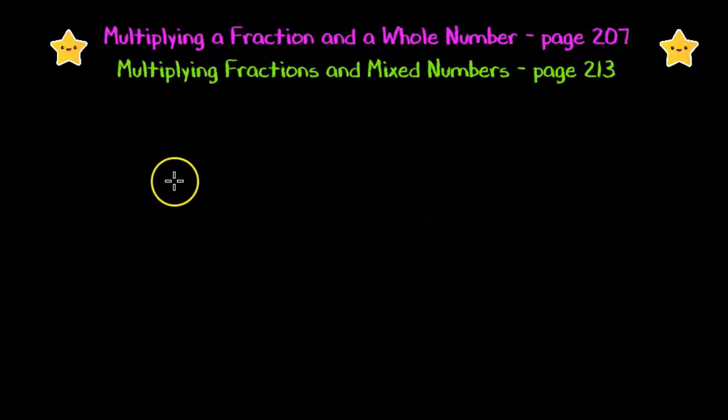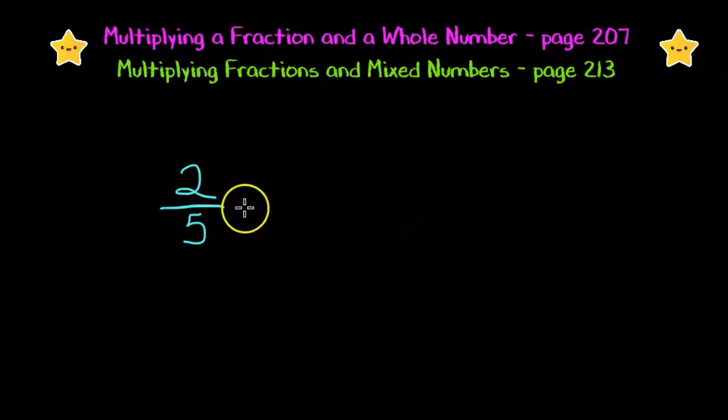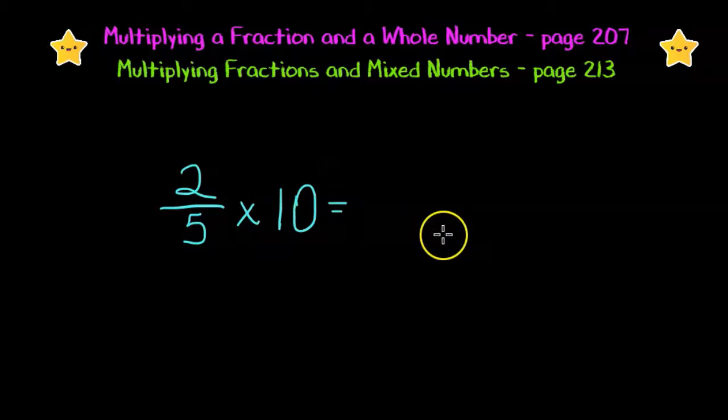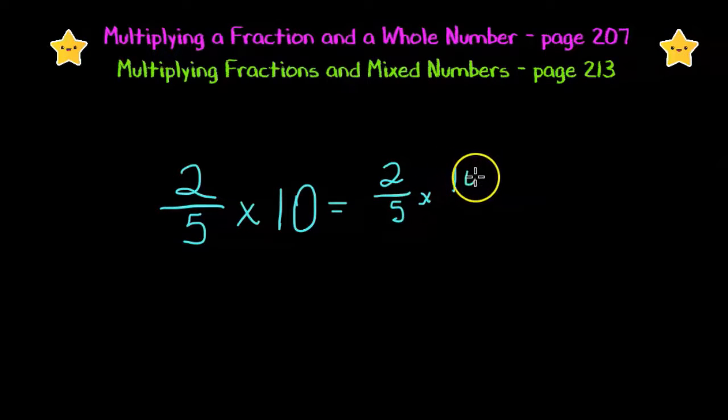Let's take a look at B. So B is 2/5 times 10. All right, what's my first step? Absolutely, I'm going to put that 10 over 1. All right, so 2/5 times 10 over 1.